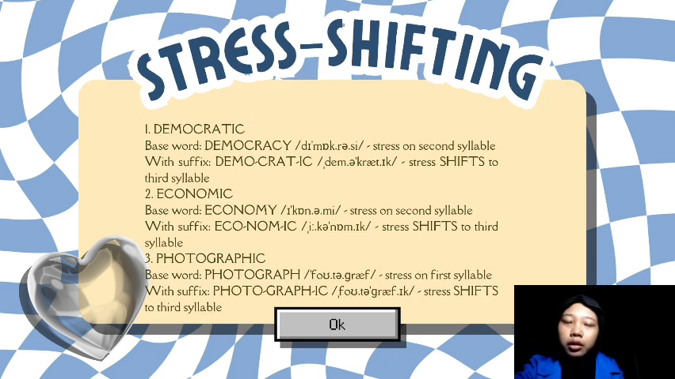The last type is stress-shifting. Examples include democratic, economic, and photographic. In these words, the stress shifts to a different syllable after adding a suffix.